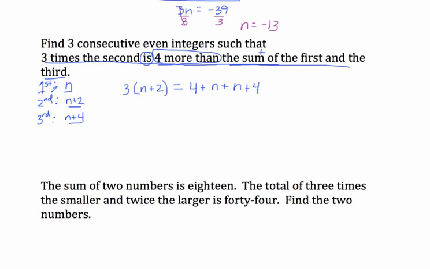Now, let's simplify this. First, we can distribute. Next, add like terms. Well, over here, 3n plus 6, that cannot be added together. Those are not like terms. So let's look at the right side of our equation. We have n and an n, that's 2n. And 4 plus 4 is 8, so 2n plus 8.